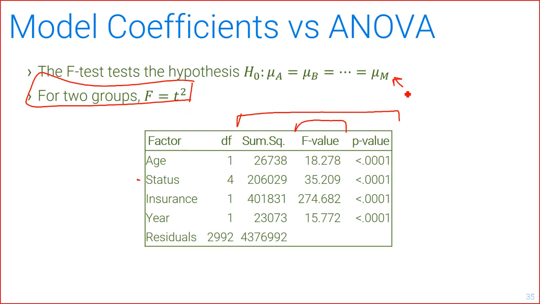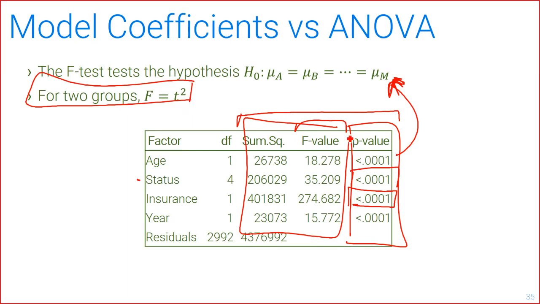Are all the means across the groups of the factor the same? What we have is, for example, in the case of insurance, we see that no, there appears to be at least one of the groups which is different from the others. And in terms of marital status, at least one group is different from the others. So here, these p-values are giving us the answers to this hypothesis about multiple groups.